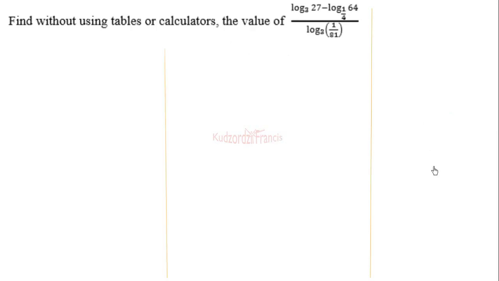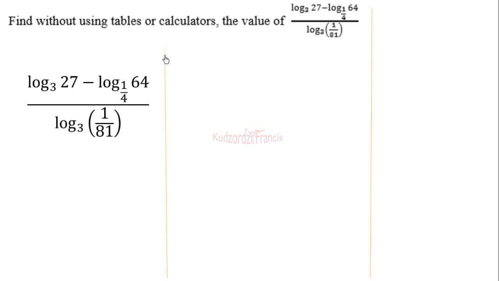Now let's proceed to our next question, which is on logarithm. We have logarithm of 27 base 3, minus logarithm of 64 base 1 over 4, then logarithm of 1 over 81 base 3. And we are supposed to find, without using tables or calculators, the value of this logarithm. So once again, this is the logarithm given to us.